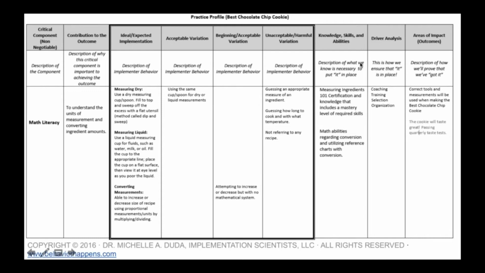And finally, areas of impact. So how do we know when we've got it? Well, we would want our practitioners making the cookies to be using the correct tools, using the correct measurements. And maybe we just want to have a taste test and we want our cookie to taste really good.